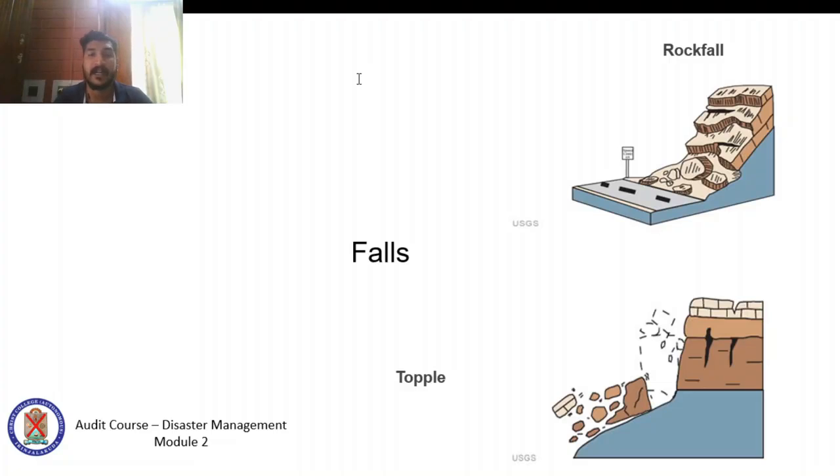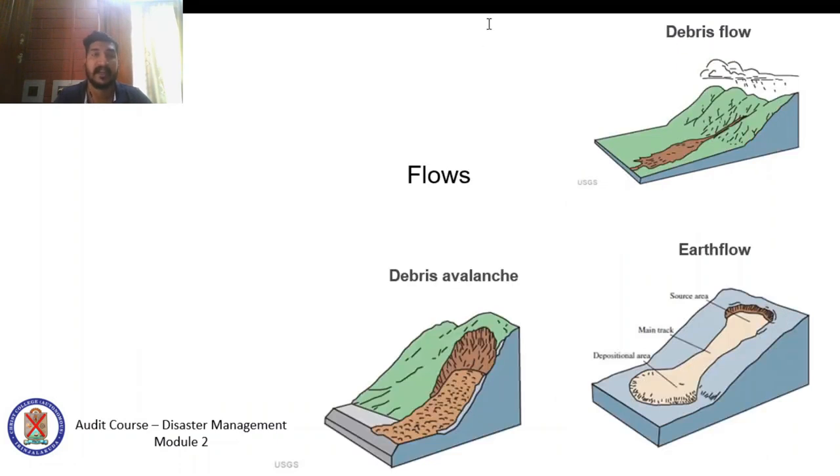The second one is the toppling failure. Toppling failures are distinguished by the forward rotation of a unit or units about some pivotal points below or low in the unit, under the action of gravity and the force exerted by the adjacent units or by fluids in the cracks. So they will be detaching as a unit. The next type of mass movements or landslides are the flows.